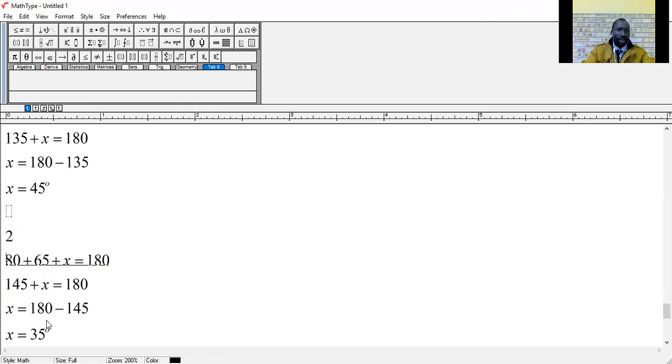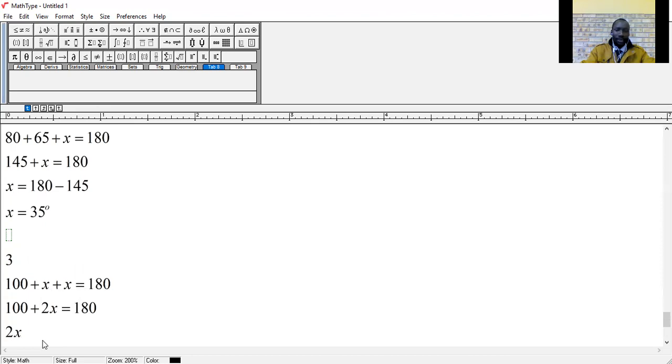In the second question, we solve for x and we see that the first angle is 80, the second angle is 65, and the third angle is 35. So there is no angle inside there by itself which extends up to 90 degrees. So this is also an acute angled triangle.